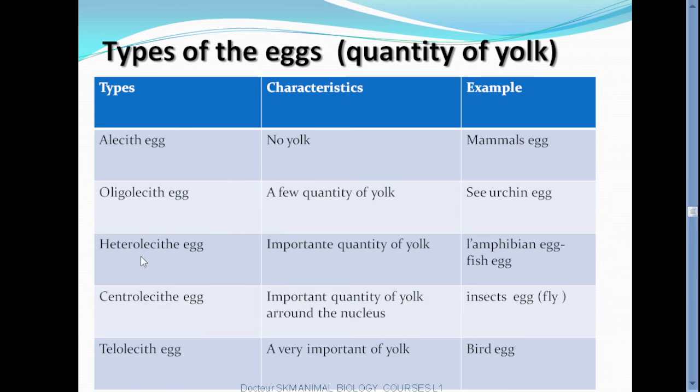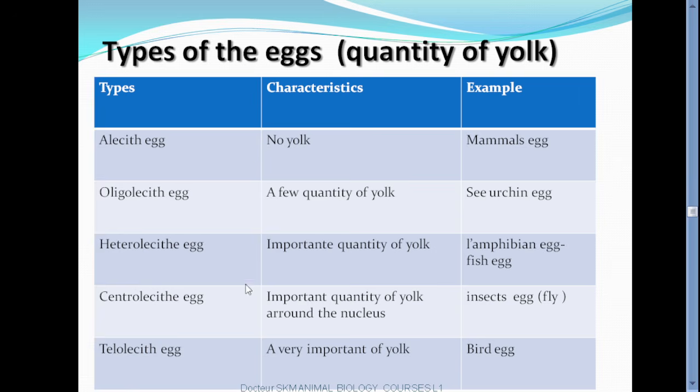Number 3 is the heterolecithal egg. So in this case, the quantity of the yolk is very important, and it is concentrated in the cytoplasm. Here you have several examples, such as amphibian egg and fish egg.